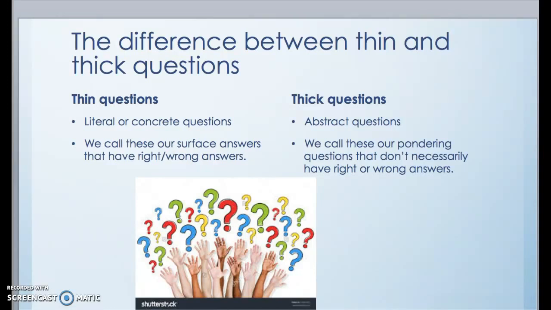Our thick questions are more the abstract questions, and we call these our pondering questions, that they don't necessarily have a right or wrong answer. Things like, did you like this character? Why or why not? What do you think would happen if so-and-so did X, Y, and Z? Where can you see the change in attitudes? Things like that. So we do incorporate both these types of questions when we're doing a character analysis.